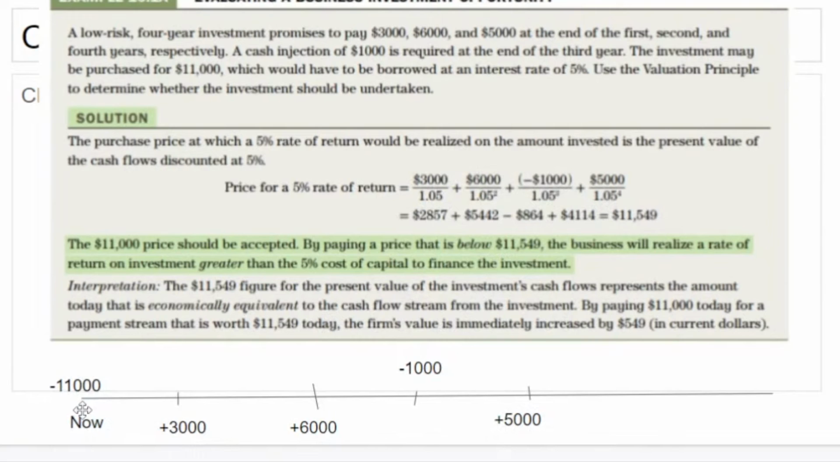So the question asked is, what would you do? Well, 11,000 out, 11,549 in. That's a positive amount, 549 to the good by doing the project. So the 11,000 should be accepted. By paying a price that's below the 11,549, the business will realize a rate of return on investment greater than 5% of the capital financing investment.